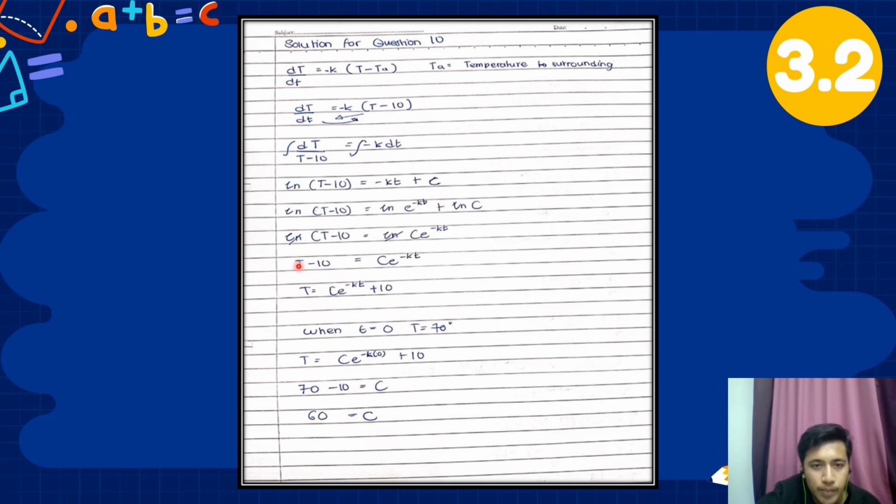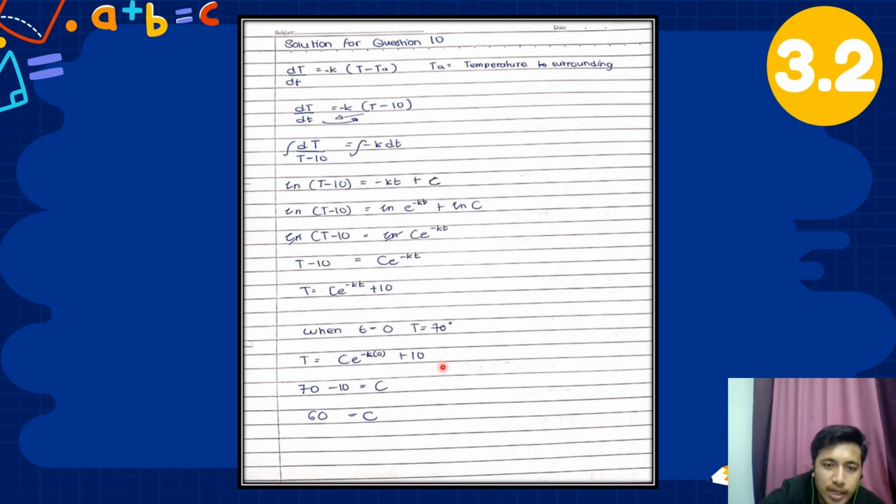After that we got T minus 10 equal to C e to the power of negative kt. We simplify it into T equal to C e to the power of negative kt plus 10. Back to the question, the question wants to know the temperature at time 6. Before that, we have to know the value of C and the exponent negative kt.